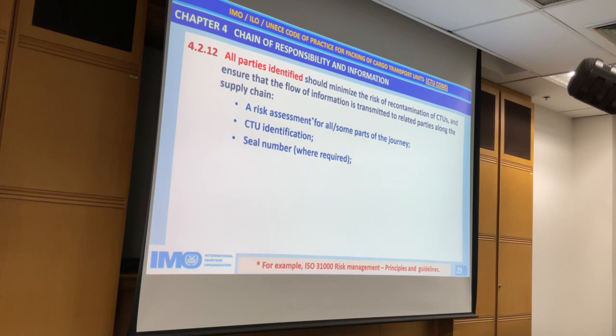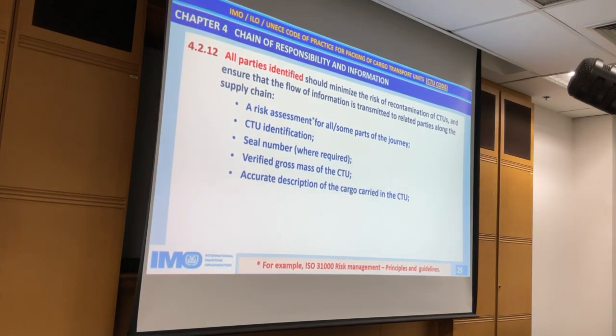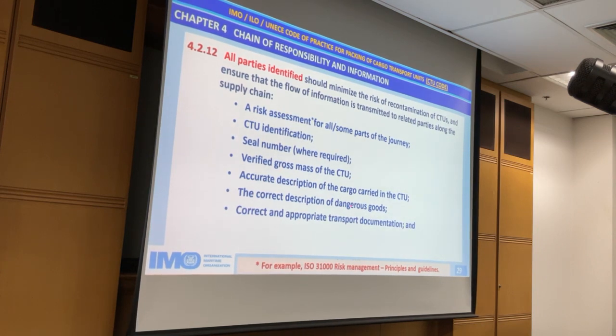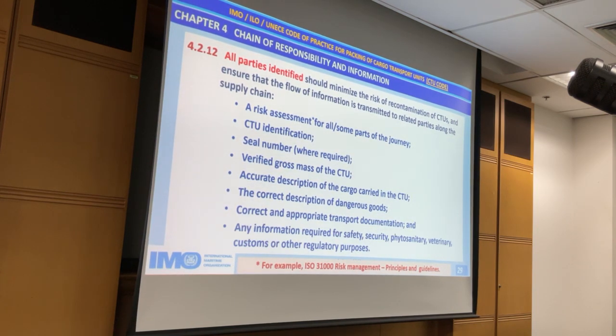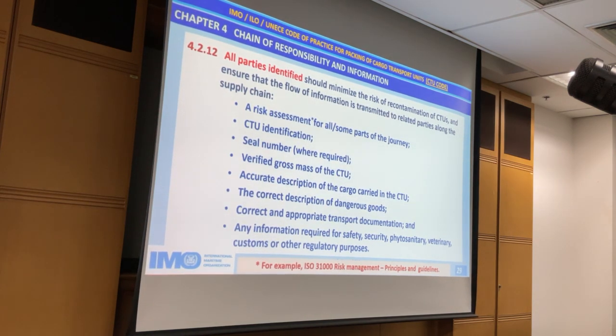A seal in national transport is not necessary, but for international transport it is necessary, as is the approval plate. We will come to that. Verified gross mass of the CTU, accurate description of the cargo, of course that's important, the correct description of dangerous goods, correct and appropriate transport documentation, and any information required for the safety and security of the goods.